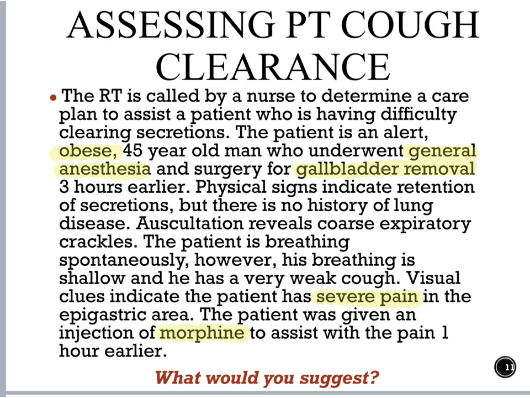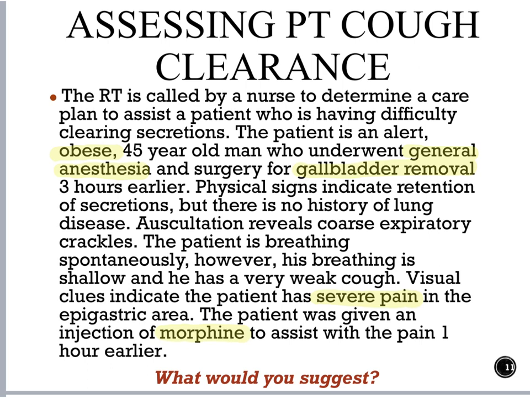So the most common post-op complication is atelectasis and pneumonia. So if those secretions just sit down there in the bottom of the lungs, they're going to develop a pneumonia. We want to make sure that we elevate the patient's head of bed 30 to 45 degrees. By doing this, we are going to prevent aspiration.